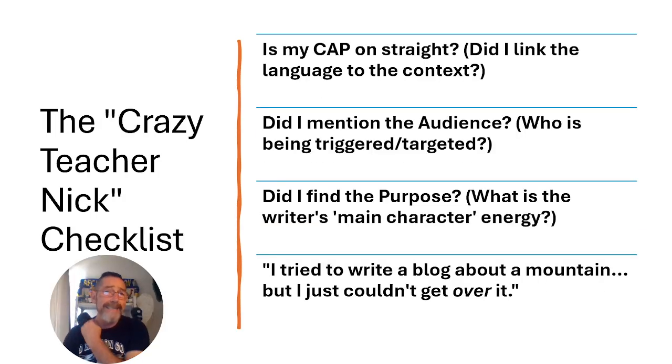So here is a checklist. Whenever you are presented with a piece of text, and you can practice this with magazine articles, even a book that you might be reading at the moment, you're going to be thinking to yourself: is my cap on straight? Did I link the language to the context of the text? Because the language is going to influence how your audience receives that text. So did I discuss the audience, who's been triggered, who's been targeted?